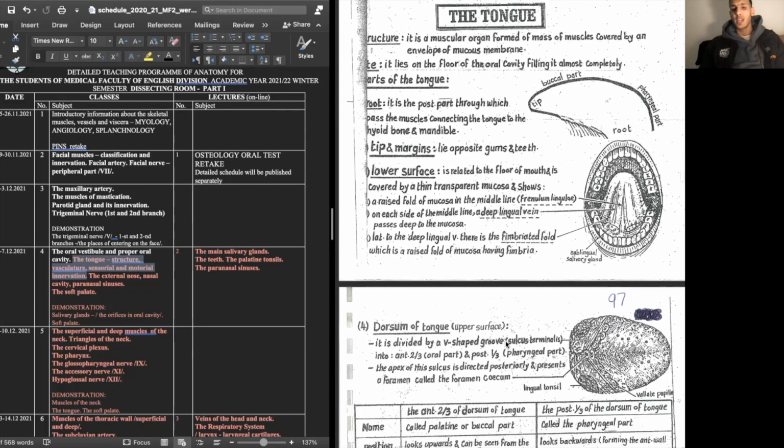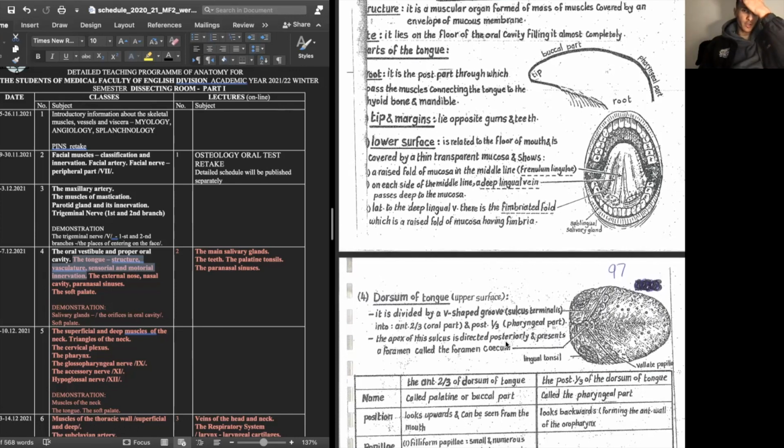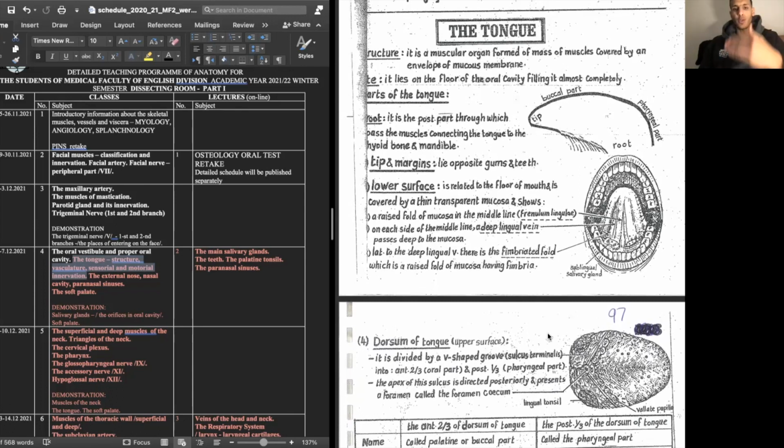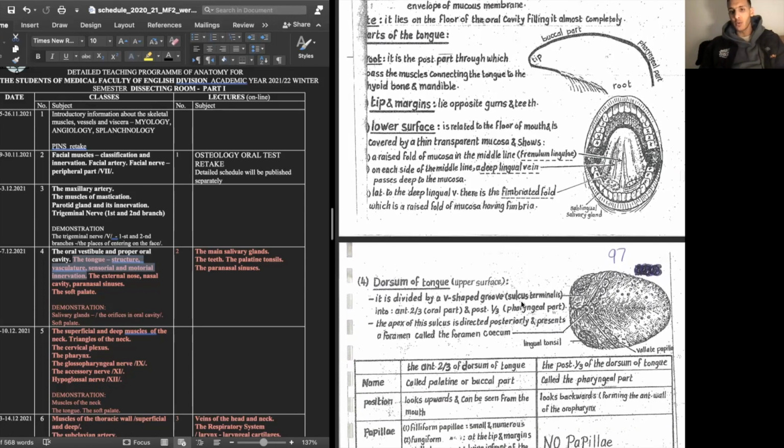The dorsum of the tongue, so that's the superior part of it. Well, that was the inferior, now the superior. It is divided by the V-shaped groove, the sulcus terminalis, and this part of it is called the foramen cecum. The sulcus terminalis divides the tongue into a 2/3 anterior part and a 1/3 posterior part. That's the oral part, and that's the pharyngeal part. The apex of this sulcus is directed posteriorly and presents a foramen. There we go, the foramen cecum.